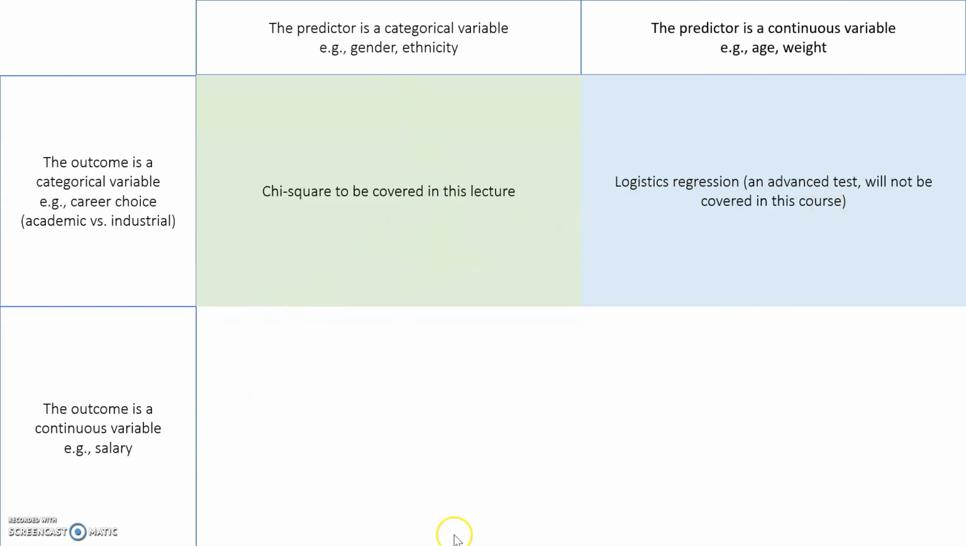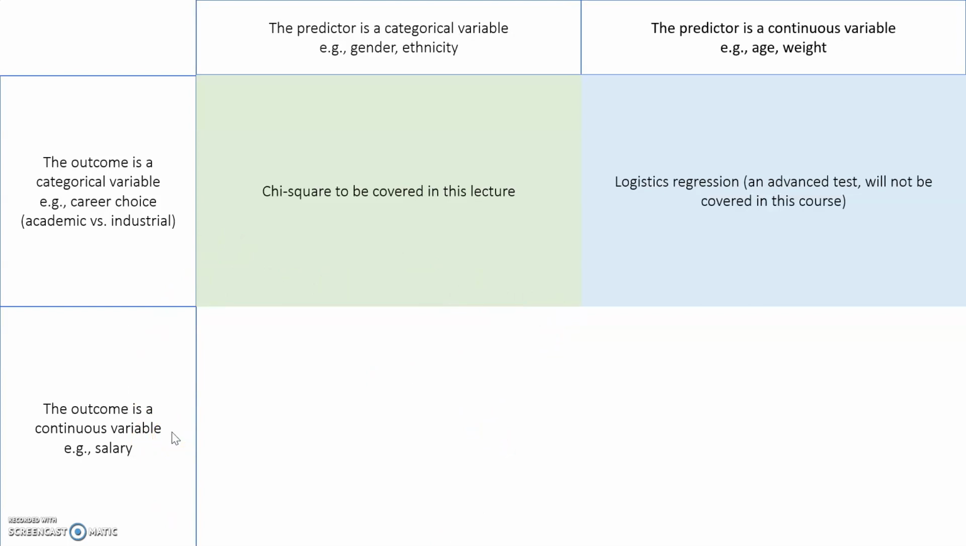Let's move to this corner. And when are we going to use this test? That is, we have a categorical predictor, such as gender, ethnicity, hair color. At the same time, the outcome is a continuous variable, such as salary. So what kind of test are we gonna use for this situation?